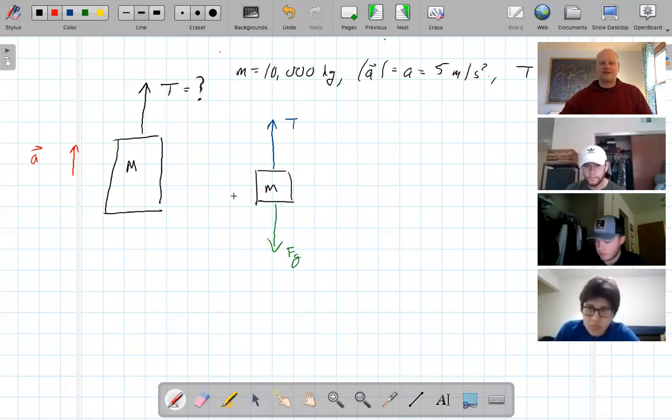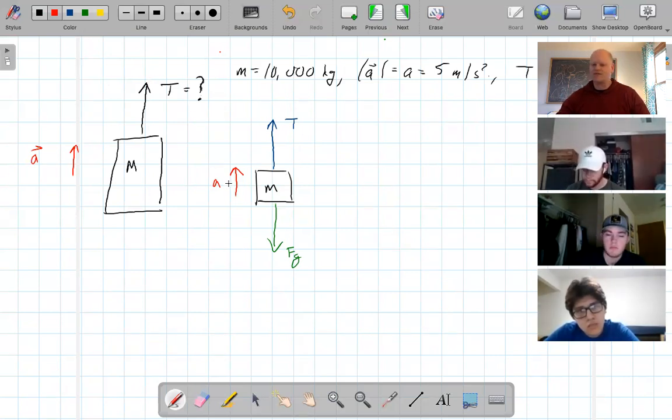And let's draw our acceleration. Even though the acceleration is not a force, I usually draw it on my free body diagram just so I know the direction at which it's accelerating. You'll notice the acceleration I always draw off to the side, not actually on the object, because it's not technically a force. It's just the result of the forces. So in this case, we know it's accelerating upward. So let's choose our positive y direction to go upward.